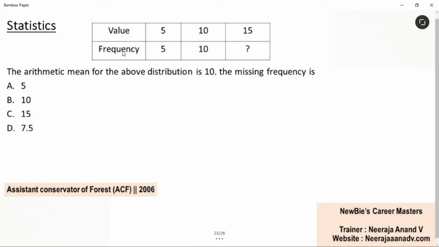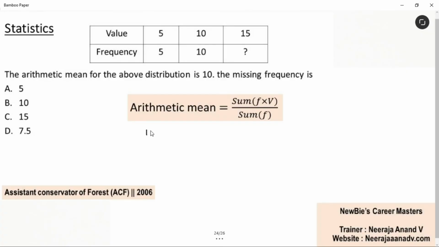They have given value and frequency, and they are telling arithmetic mean of this above distribution is 10. What is this missing frequency? Am I clear? Very simple. What is the formula for arithmetic mean? Arithmetic mean formula is sum of the product of frequency and its respective value divided by sum of the frequencies. Correct? No, this formula is more than enough to answer this question. Let's solve the question now.